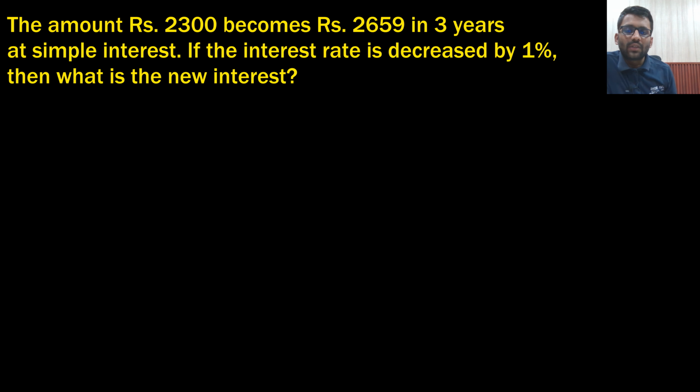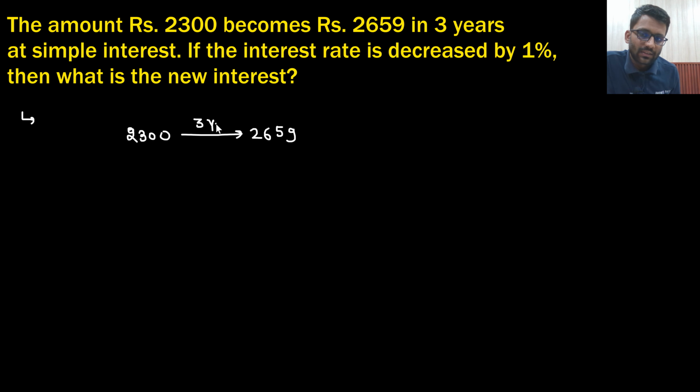The amount of 2,300 rupees becomes 2,659 rupees in 3 years at simple interest rate. If the interest rate is decreased by 1%, then what is the new interest rate? So the previous interest rate you need to find. So basically from 2,300 you are getting 2,659 in how many years? 3 years. So how much interest are you paying me in 3 years? 359 rupees of interest. Right?